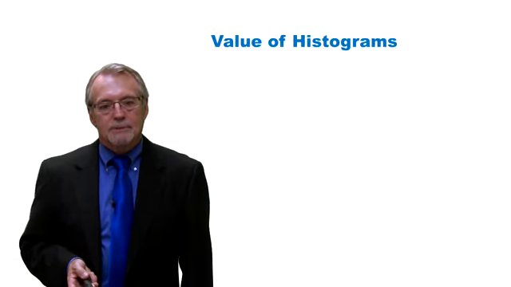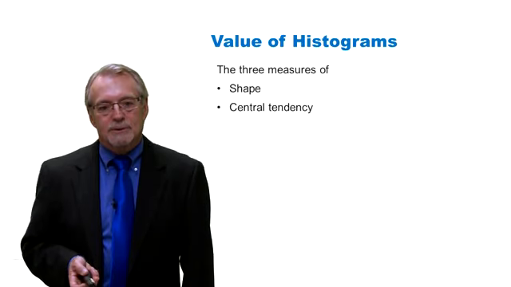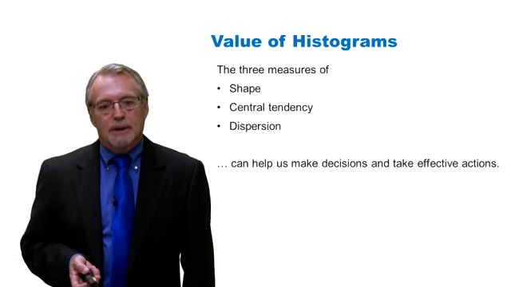The value of histograms is they give us three measures: the shape, the central tendency, and the dispersion. And we can make well-founded decisions based on the information that we get from these things, and then we can have effective actions that we take.